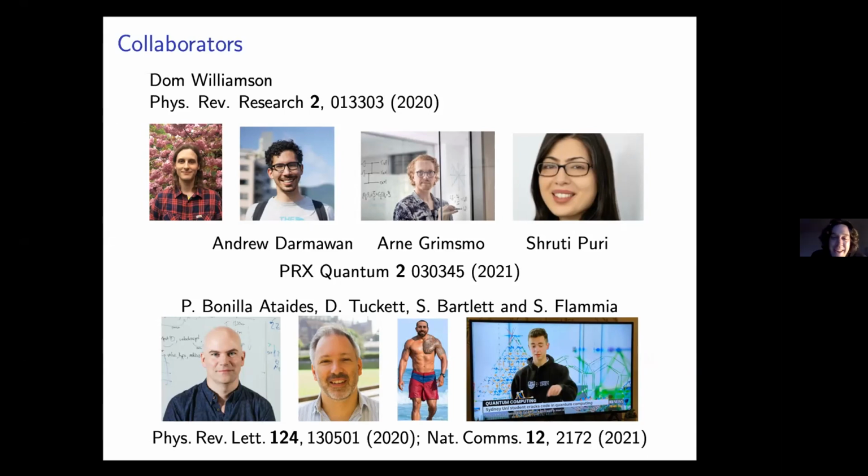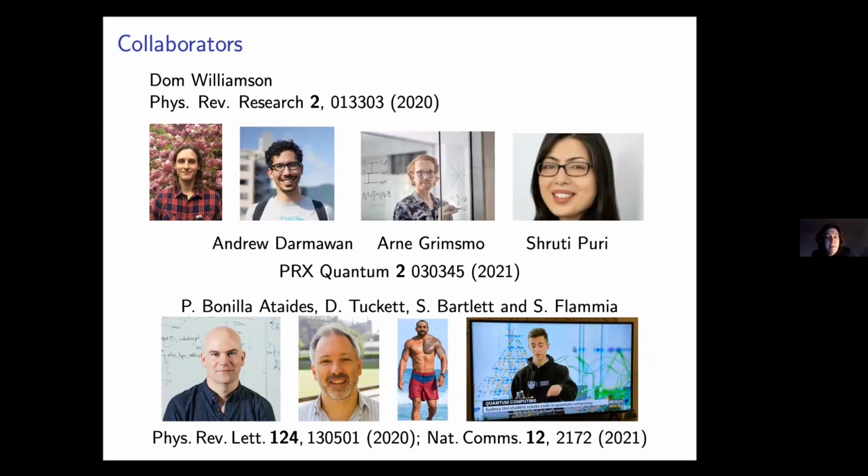So we came up with this program of research at Sydney with these researchers at the bottom here, David and Steve Bartlett, Steve Lemire and Pablo. This series of research led us to come up with what we called the XZZX code, and that was really good at dealing with bias noise.